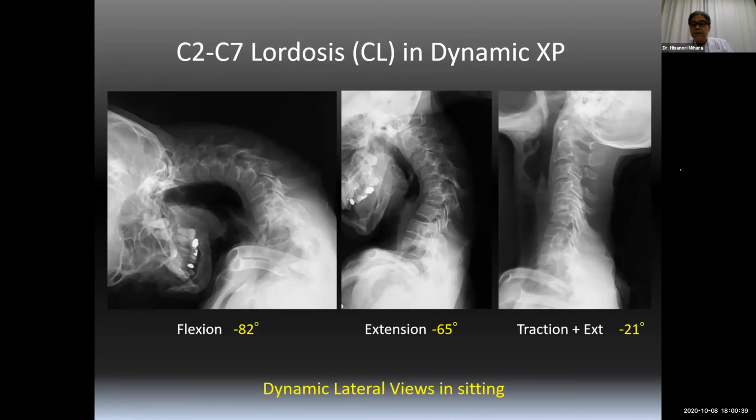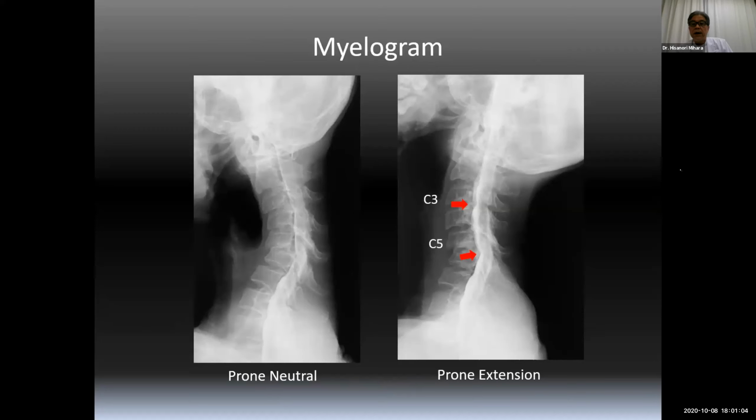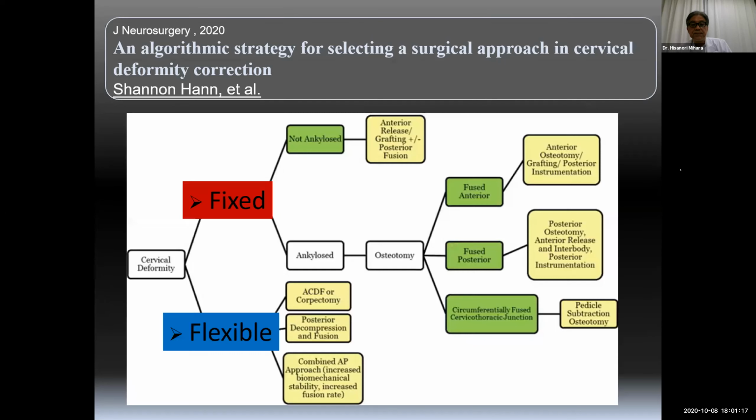Her cervical lordosis, minus 60 degrees in neutral position, was decreased to minus 82 degrees by flexion and was increased to minus 20 degrees by traction and extension. Myelogram showed cord compression lesions at C3-4 and C5-6. The C5-6 disc was collapsed and slipping. The severe kyphosis was found to be flexible.